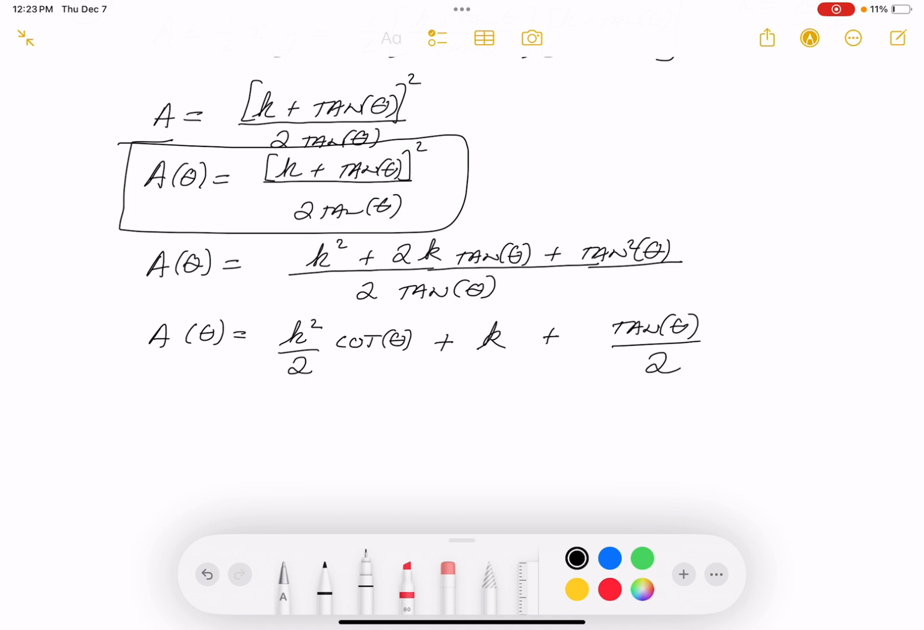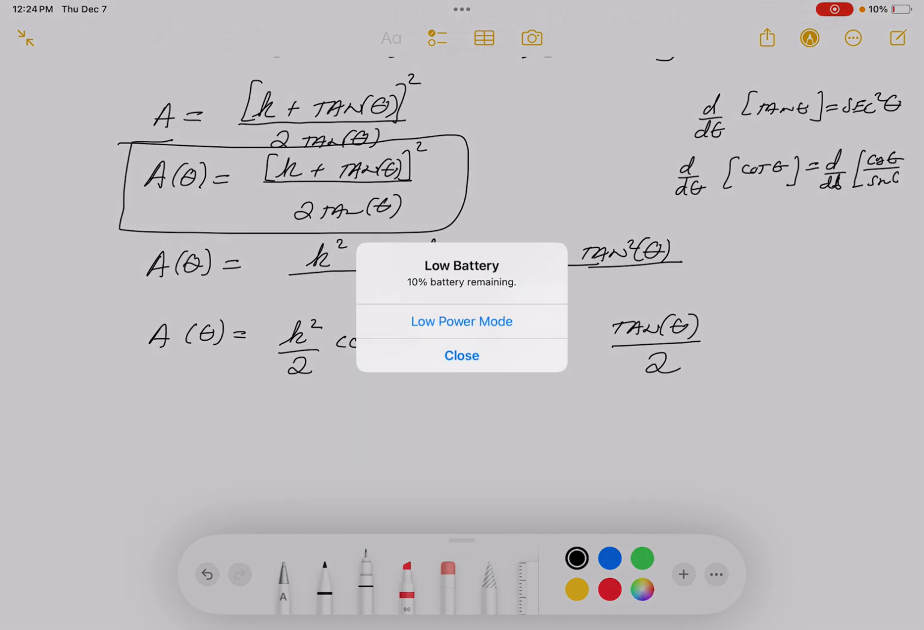So I have to take the derivative. Maybe you can't remember the derivative of everything, but the derivative with respect to theta of tangent theta is secant squared theta. And I'm just going to go through the derivation of the cotangent. It's d by d theta of cotangent theta, and that's the same thing as d by d theta of cosine theta over sine theta. Got to be quick with this.